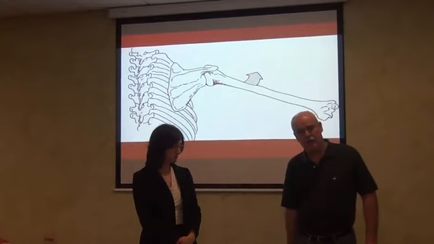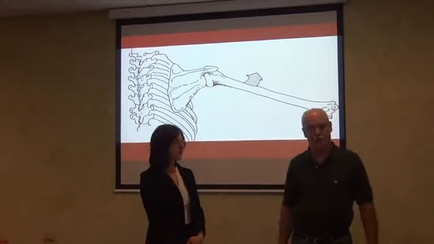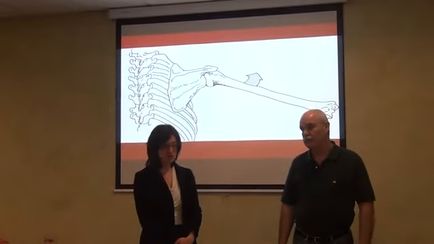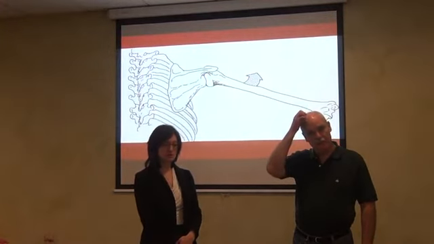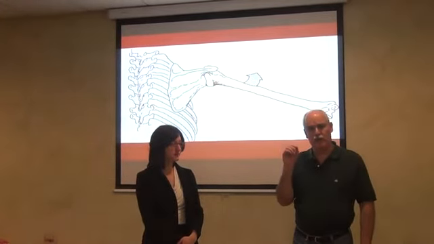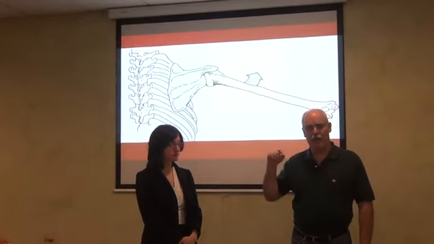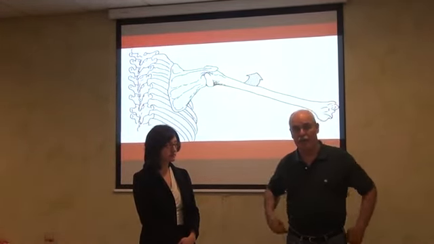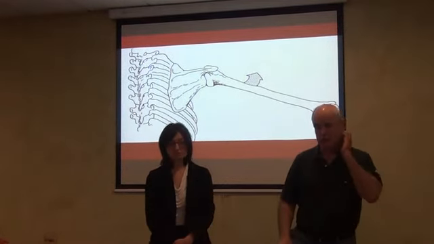When we adduct the shoulder, the head of the humerus should glide up. If the head of the humerus cannot glide, then you will have aberrant information to your brain, and you will have a weakness of the muscles of this movement.